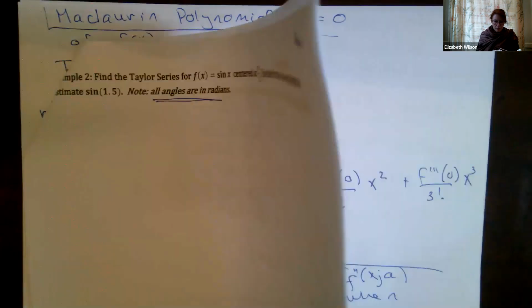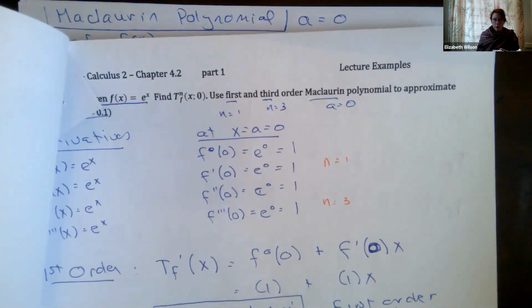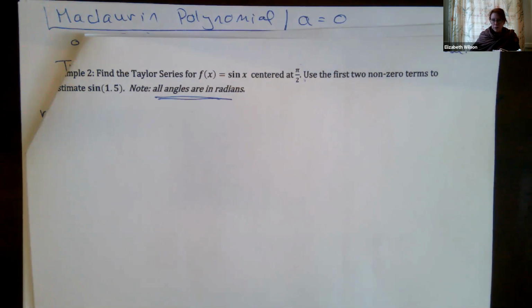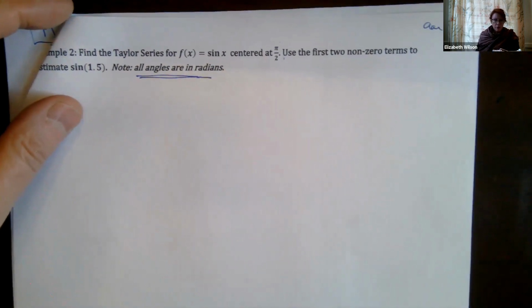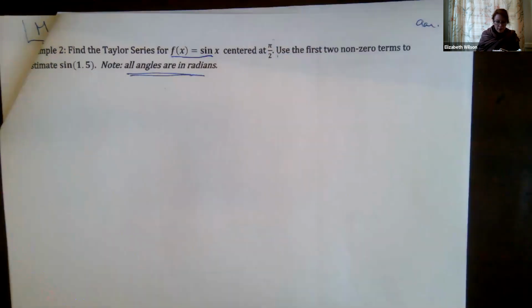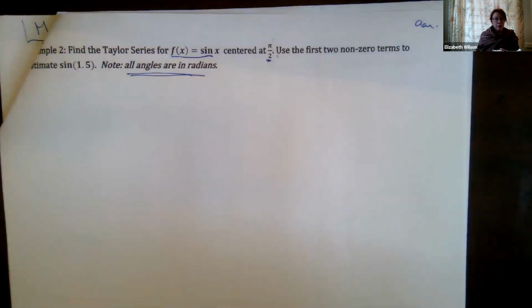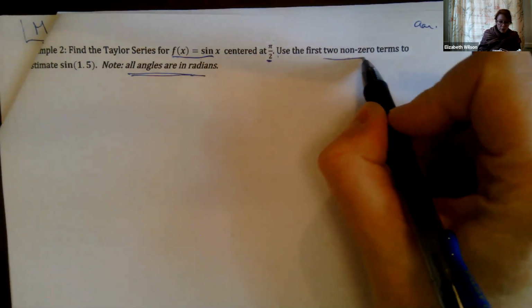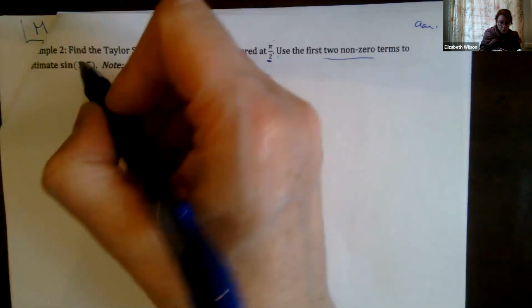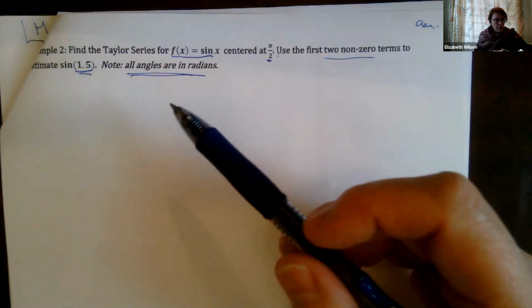I'm going to take out my lecture examples for 4.2 part 1, and I'm going to jump right in. So this is example 2. And what we want to do is find the Taylor series for the function f of x equals sine of x. And we're going to center it at pi over 2. Okay, so we're centering it at a value other than 0, which means we're doing Taylor instead of Maclaurin. And we're going to use the first 2 non-zero terms to estimate the sine of 1.5. Now, I just want to call your attention, oops, sorry.